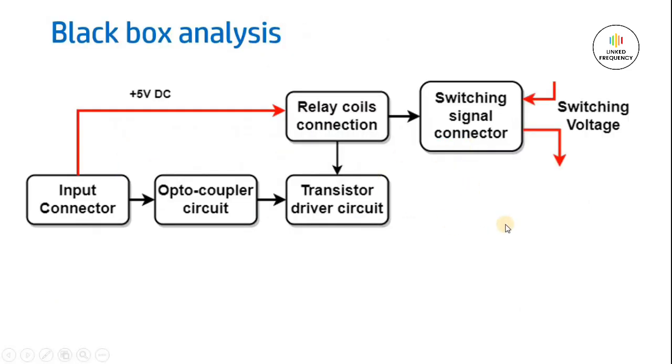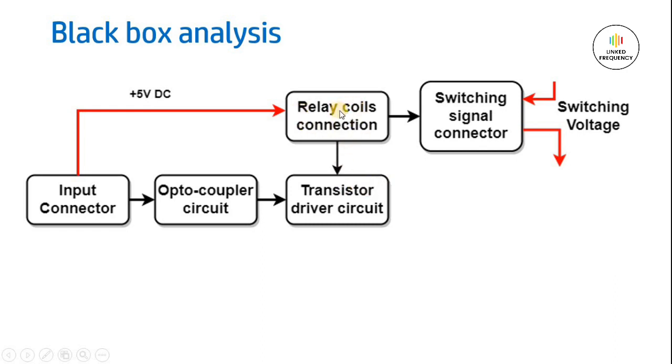This black box is for the single channel. Of course, we are using a replica of the same thing for the other channel as well. First of all, we will have an input connector where we will get the 5 volt input along with a control signal which will turn on and turn off the specific relay. The control signal will be given to the opto-coupler circuit, which will control the transistor as a driver, which will turn on and turn off the relay coil.